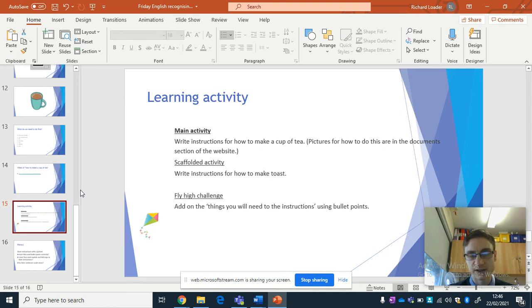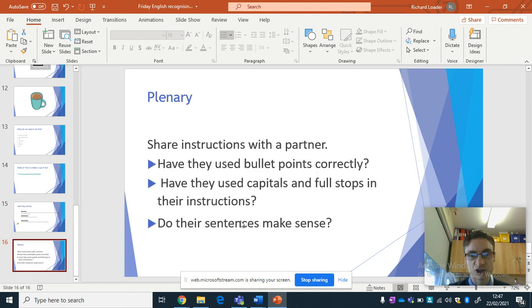And then the scaffolded activity is write instructions for how to make toast. And of course, use bullet points to make a list of the things that you need for making toast. Fly high challenge. Add on the things you will need to the instructions using bullet points. So you'll see again in the document section an activity, and from them you need to come up with the bullet points of things that you will need. Okay, and once you've done that, the plenary is to share your instructions with a partner. Have they used bullet points correctly? Have they used capital letters and full stops in their instructions? Do their sentences make sense?